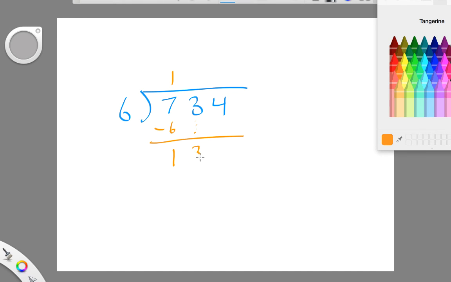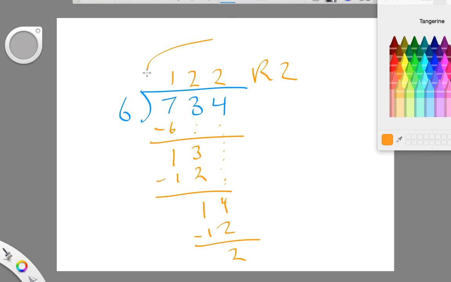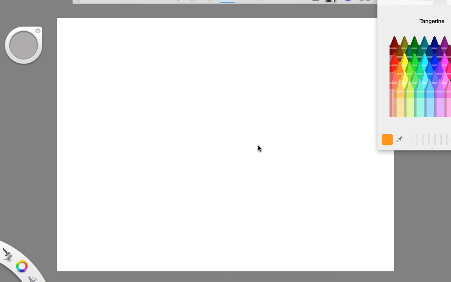Bring down your 3. Does 6 go into 13? Twice. 2 times 6 is 12. Subtract. 13 take away 12 is 1. Bring down your 4. Does 6 go into 14? Yes, it does. Twice. That's 12. And you have a 14 take away 12 is 2, so you have a remainder of 2. And you can stop right there, unless it's a story problem and you have to say it's 122 groups or 122 whatever, with 2 left over. Okay? This is what you have to do today. A bunch of long division.